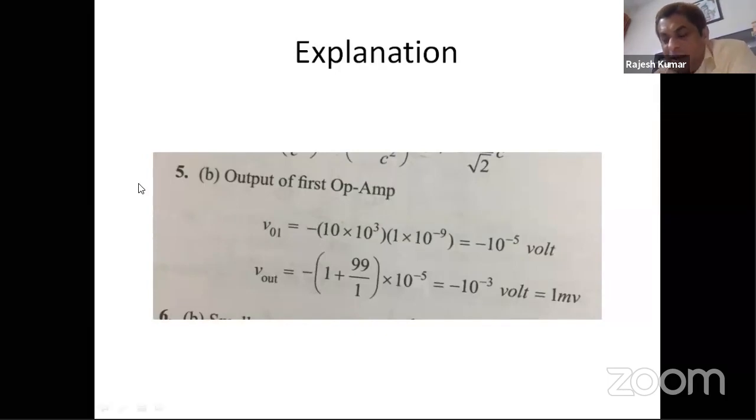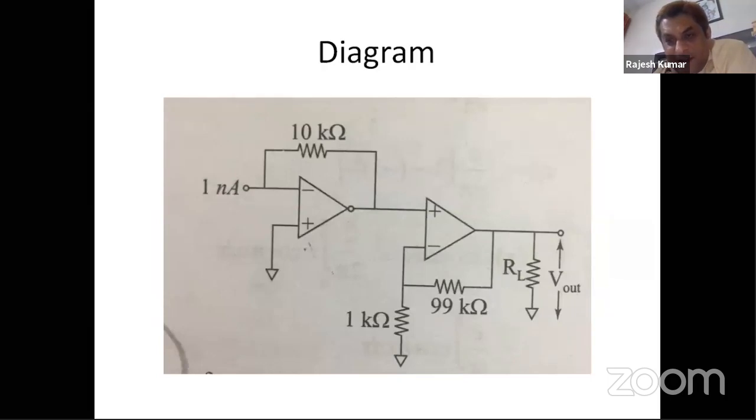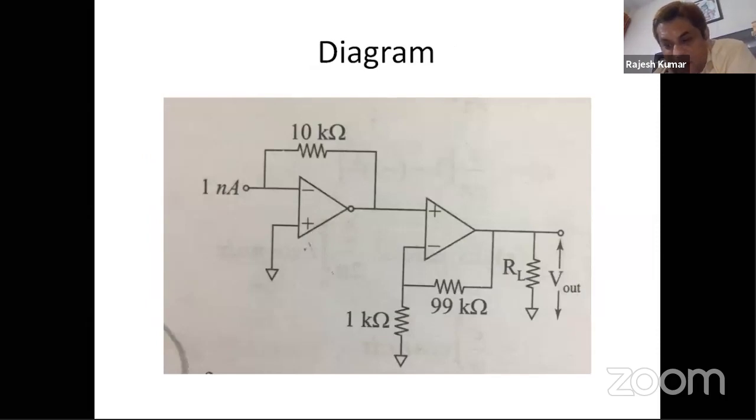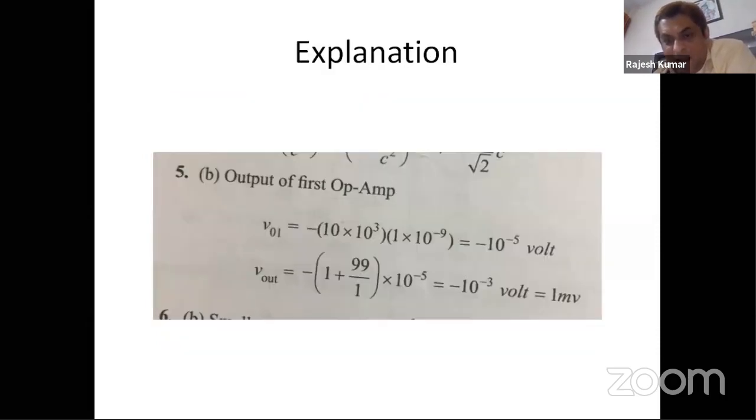V naught will be equal to minus RF over RI into VI. RF is the feedback resistance, given as 10 kilo ohms. And the input voltage is given as 1 nanovolt, which is nanovolt, not nanoampere. RI is given as 1 ohm only, and you just multiply that, ultimately your output voltage will come out as minus 10 raised to minus 5 volt. And that will be the input for the second stage. This minus 10 to the minus 5 volt will be the input for the second stage.